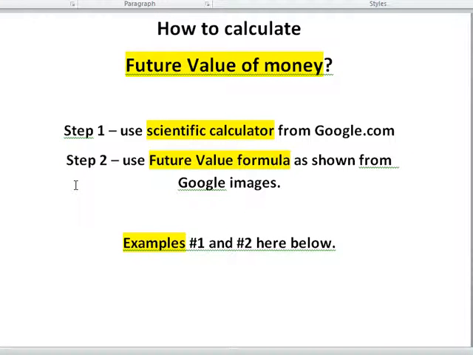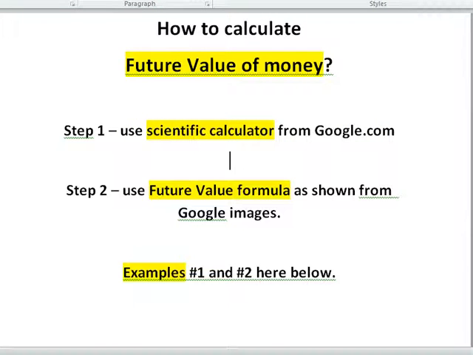In this short video, I'm going to show you how to calculate the future value of money. Pretty simple. Couple steps, and then we'll go to a couple examples. First thing you want to do is go to google.com and search for scientific calculator. It has to be scientific calculator, not just a regular calculator, because we will need some functions in the scientific calculator to solve the future value of money formula.